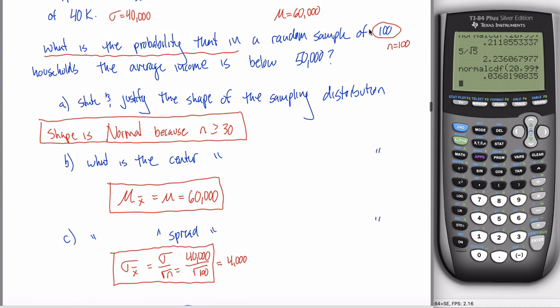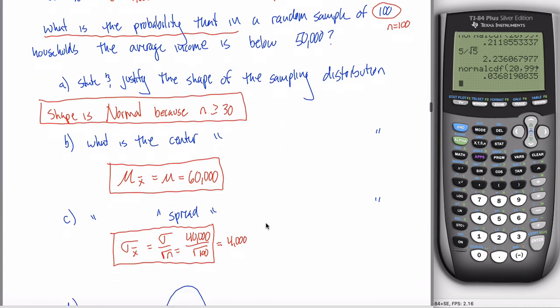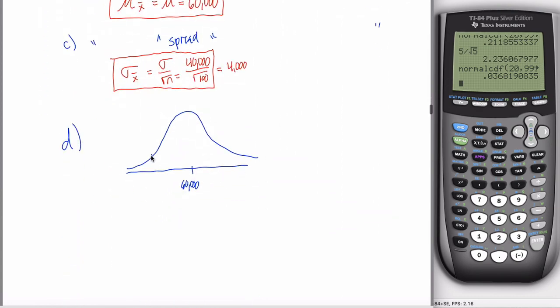What is the probability that in a random sample of 100 households, the average income is below 50,000? Well, here's 60,000. I'll throw 50,000 over here. It doesn't really matter where you put it. Just make sure it's to the left of the mean. But as far as how far out to the side you put it, I'm not worried. Put it wherever you want. Shade in to the left of that point because we want less than 50,000.